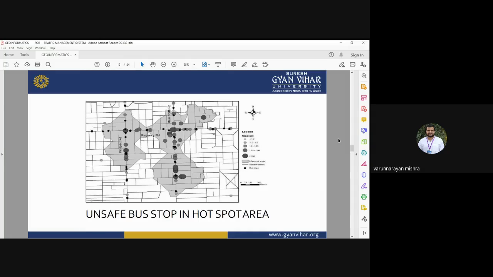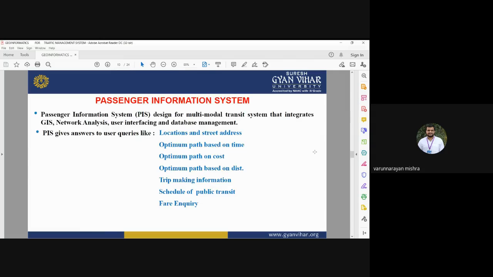So at that location, careful care is needed when there is traffic or a driver moving on that road. Okay, the second important component of traffic system management is the passenger information system. It means the passenger will already get the information about the traffic system on that road.